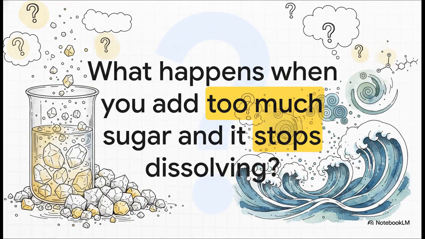So, we've seen how these invisible properties like solubility and density explain so much of our everyday world. It kind of makes you wonder, right? What other hidden forces and secret rules are out there shaping everything we see, from a simple glass of water to the entire planet? It's a great reason to stay curious.